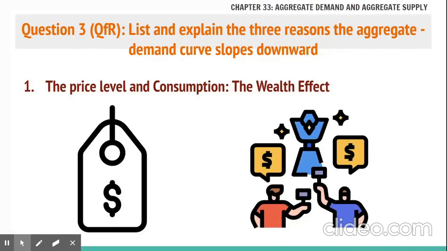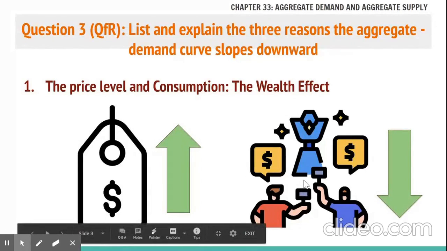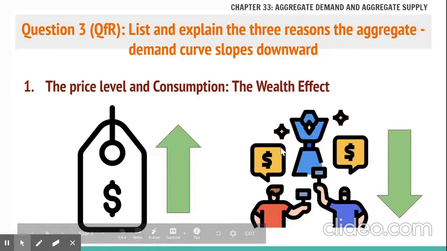A decrease in the price level raises the real value of money and makes consumers wealthier, which in turn encourages them to spend more. The increase in consumer spending means a larger quantity of goods and services demanded. Conversely, an increase in the price level reduces the real value of money and makes consumers poorer, which in turn reduces consumer spending and the quantity of goods and services demanded.